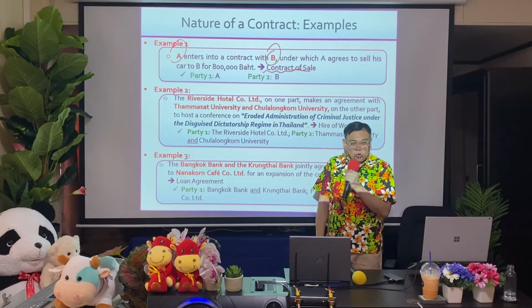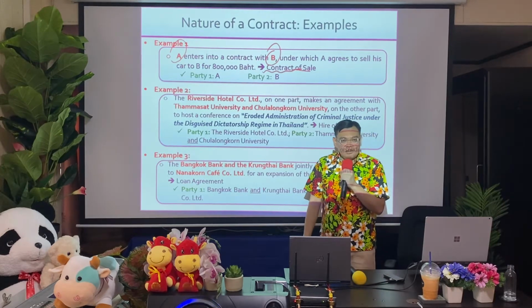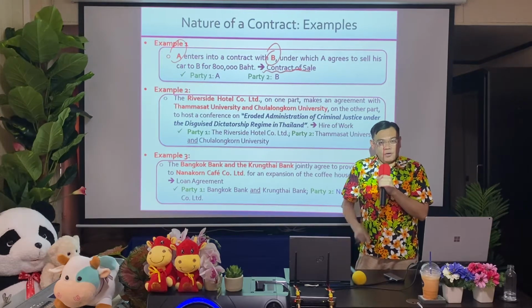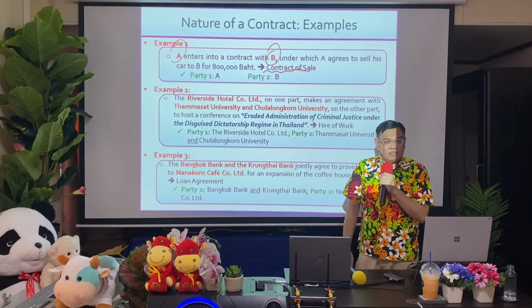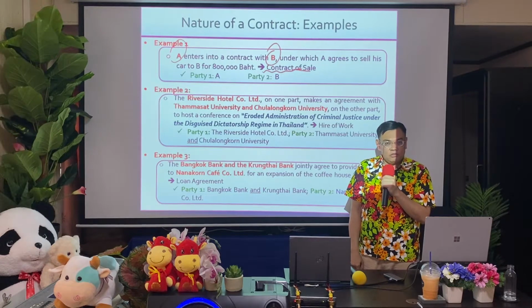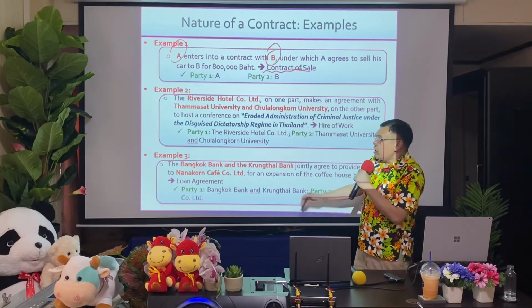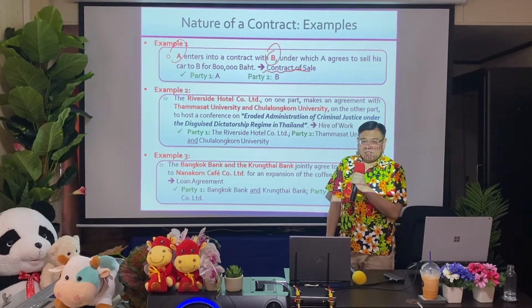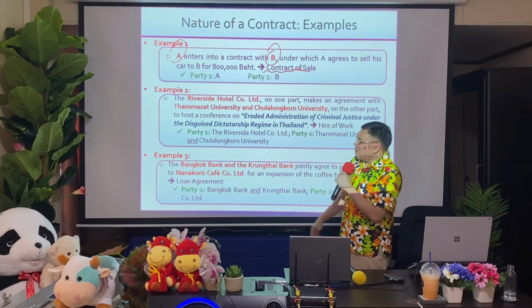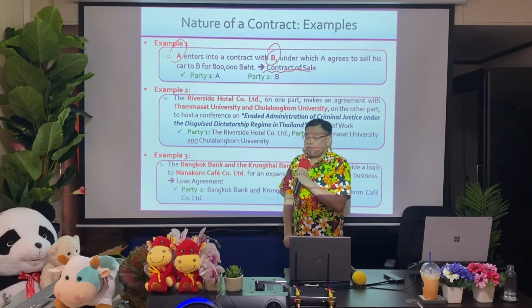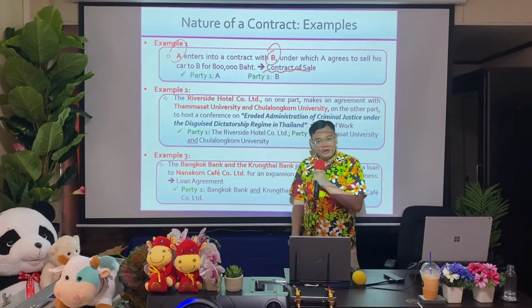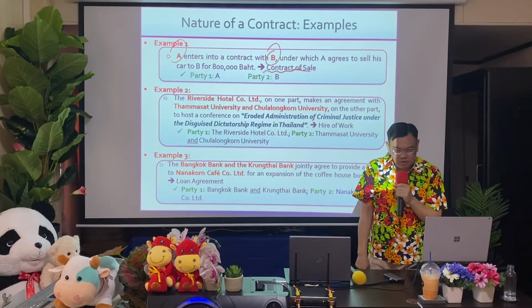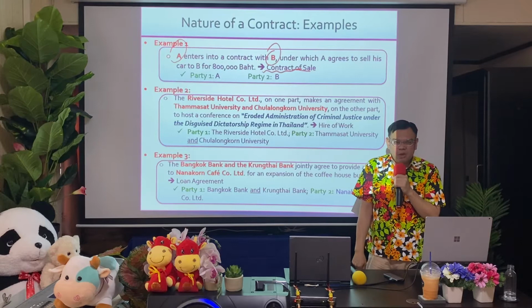But we can also see that in some cases, one party may consist of more than one person. One party may consist of two persons, or even more than two persons in some cases. Okay, look at example number 2 here. Let's suppose that we have the Riverside Hotel Company Limited. Normally, if you just set up your hotel, you will set up a company, a company which runs a hotel business.